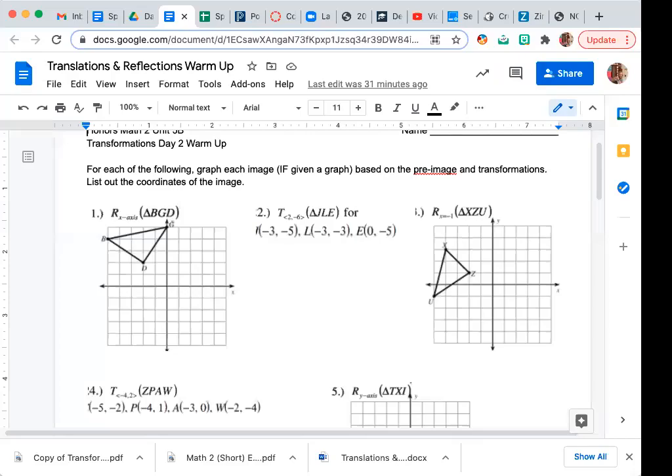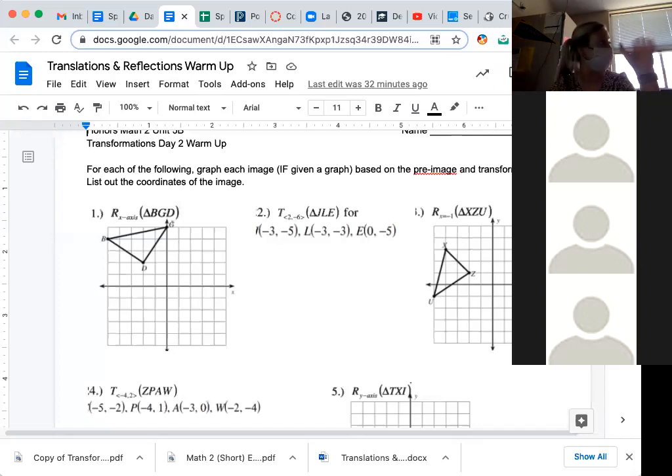I do want to go over this and make sure we're all okay. A lot of y'all, your translation side of your classwork yesterday looked excellent. The reflection side looked rough. Reflections should not be hard. With reflections, you want to use your rules though.